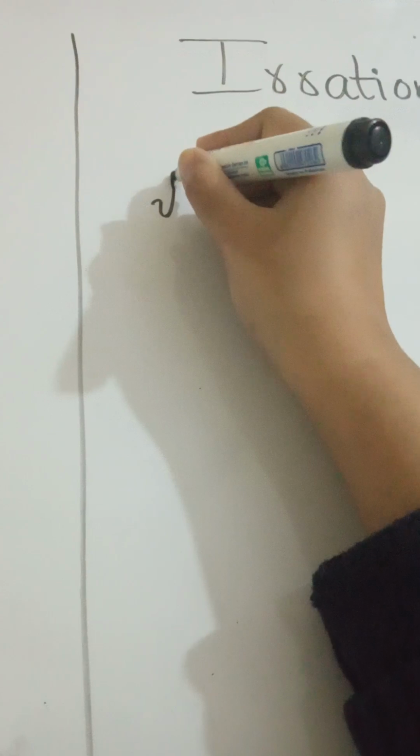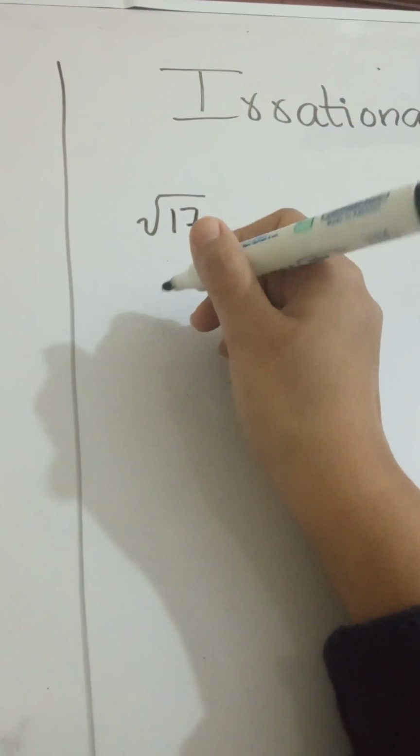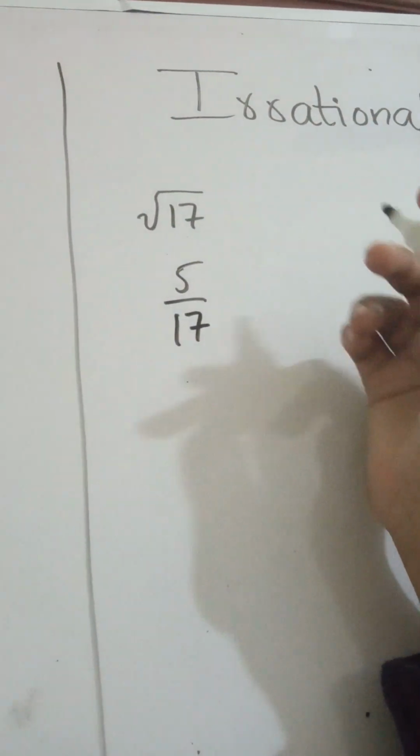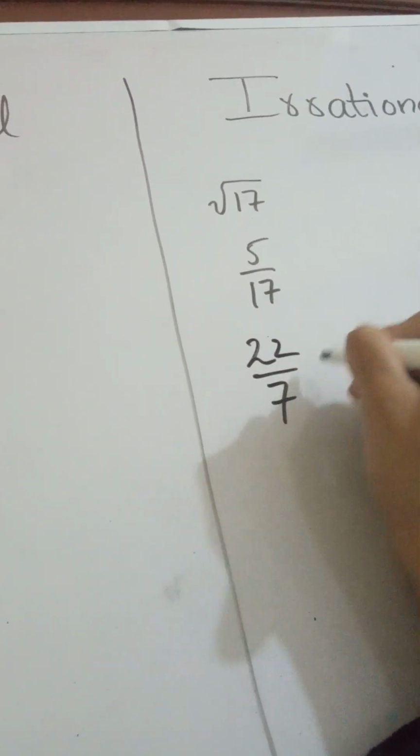Same case here, square root 17. Okay, I have this number and 5 by 17. I have these numbers. I want to check what is the difference between rational and irrational. For example, I have 22 by 7 as well.